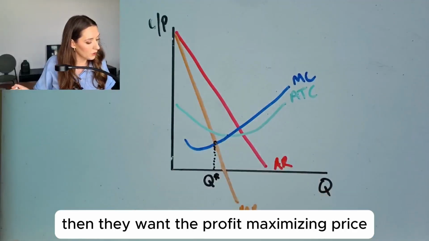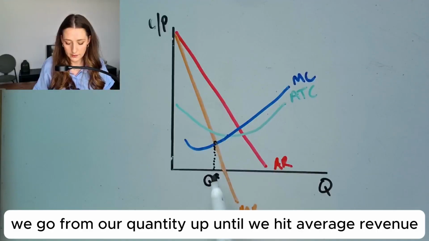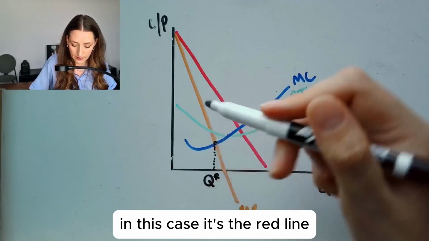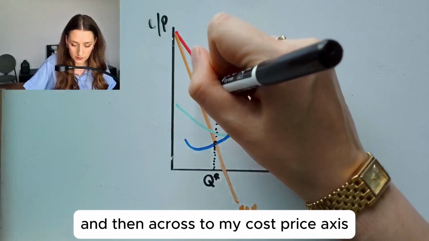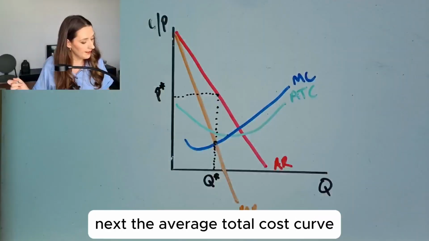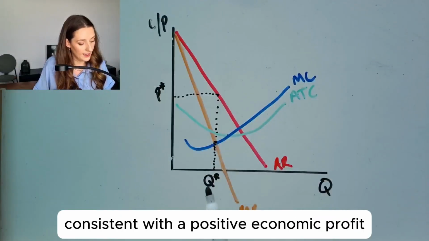Then they want the profit maximizing price. To find the profit maximizing price, we go from our quantity up until we hit average revenue. In this case, it's the red line, and then across to my cost price axis, and we're labeling that P star.